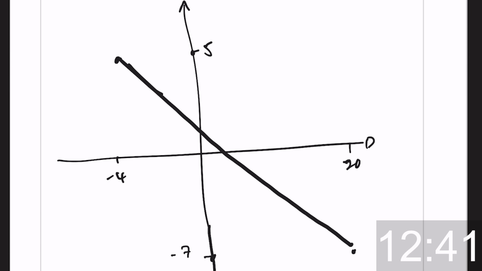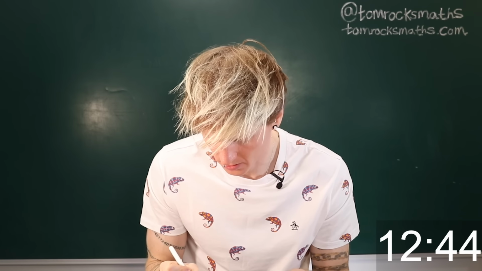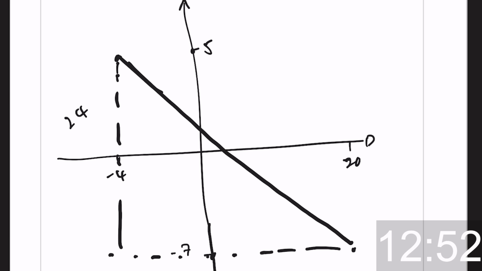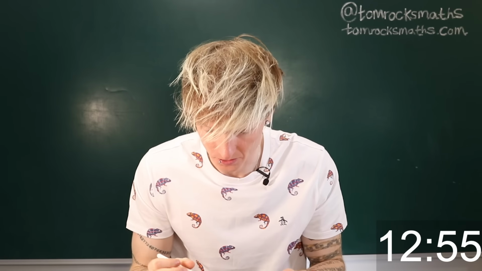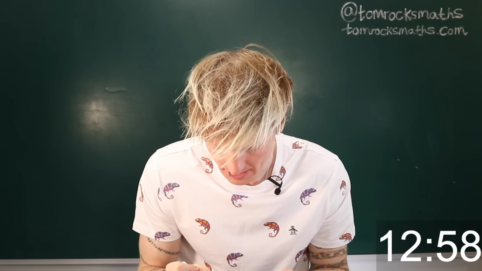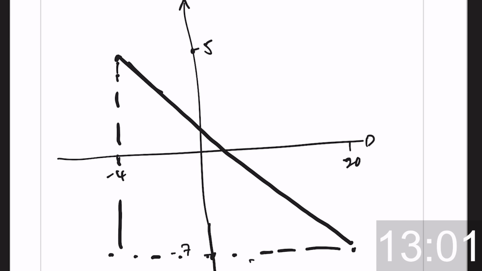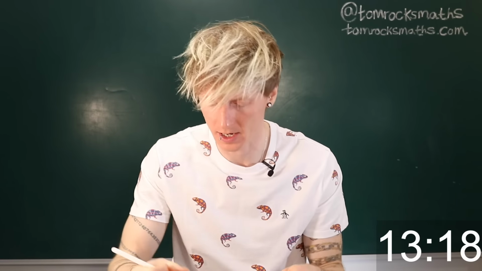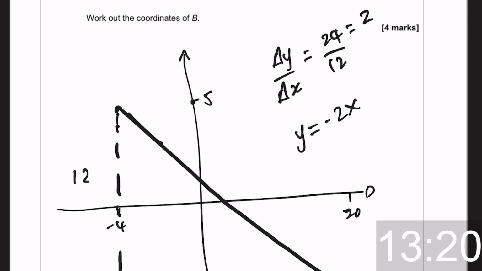Right, so let's work out, same as earlier question, let's try and turn this into a triangle and figure out the gradient. So, the change in x is 24, so it's 24 along the bottom. And then going up, we're going from minus 7 to 5, so that's 12 increase. So delta y over delta x is 24 over 12, which is 2. It's a negative gradient, so we know that y is equal to minus 2x.